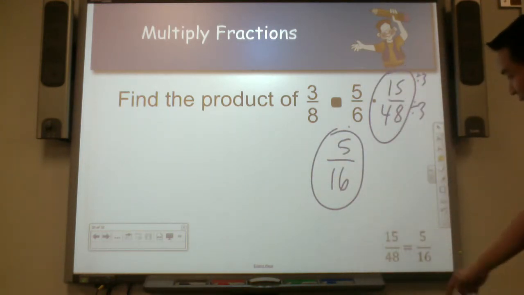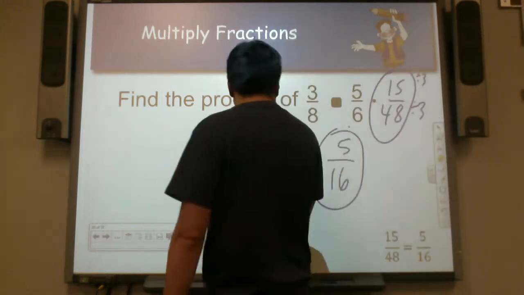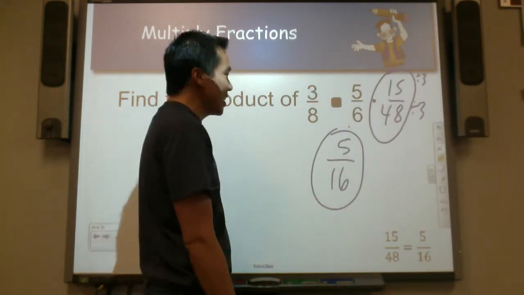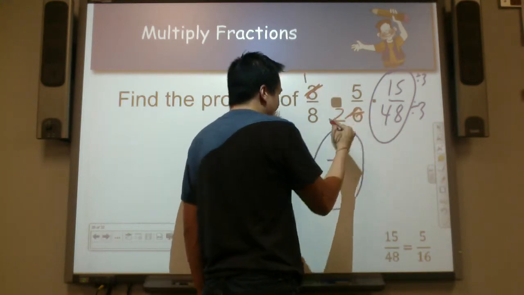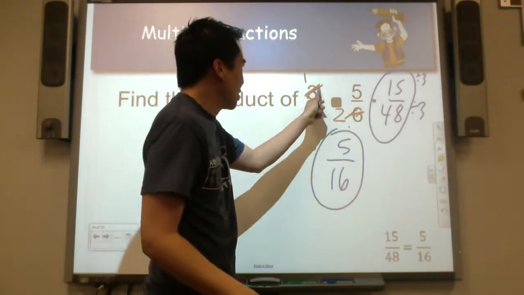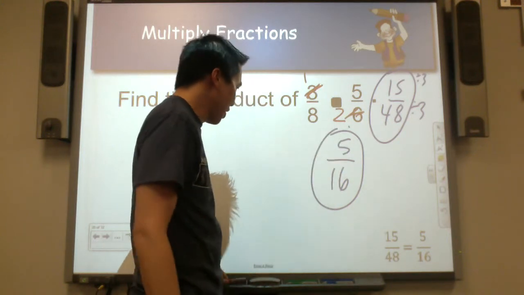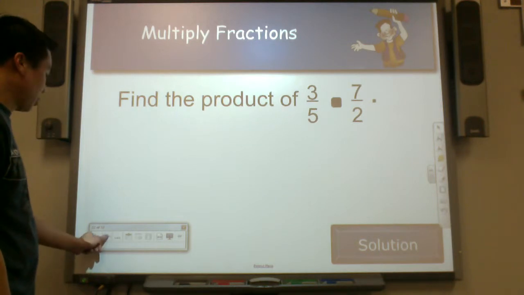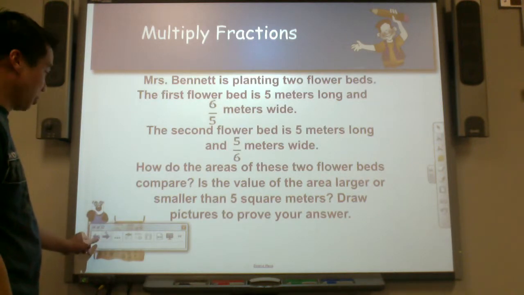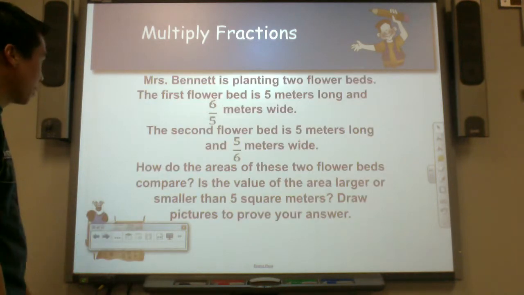Yay! 15/48 is equal to 5/16. If you did the cross simplification, you would have gotten that without all this. 3/6 becomes 1/2. So 1 times 5 is 5, 8 times 2 is 16. 5/16. Let's keep on going.